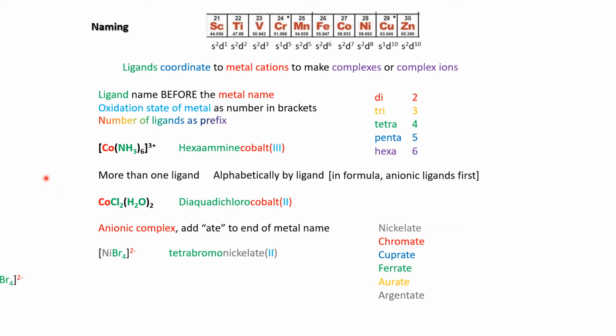Let's do another one just for fun. CuBr4 2 minus. Well, in that case, of course, we're using the funky names. It's still 4 bromines, tetrabromo. It's still an anion, so the metal is going to have an -ate ending. We've still got 2 minus, 4 minus from the ligands, so the metal copper will be copper 2. So that becomes tetrabromocuprate 2.